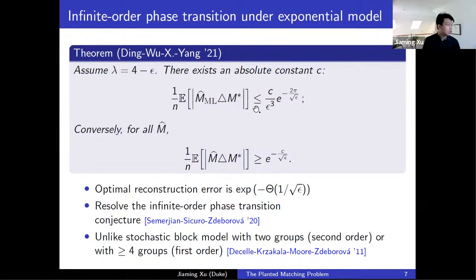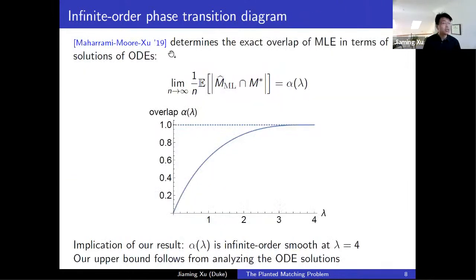To get this result, our upper bound follows from analyzing the maximum likelihood estimator. The previous work determined the exact reconstruction error of the maximum likelihood estimator. Here, instead of looking at error, I'm looking at the overlap, which is just 1 minus the reconstruction error, roughly. In this previous work, they derive this exact overlap in terms of the solutions of ODEs. You can see that this overlap converges to 1 as lambda goes to 4, or in other words, the reconstruction error goes to 0. Through these numerical results, it seems like the threshold is indeed infinite order smooth. Our result confirmed that this is indeed the case, and our upper bound on the reconstruction error follows from analyzing these ODE solutions.